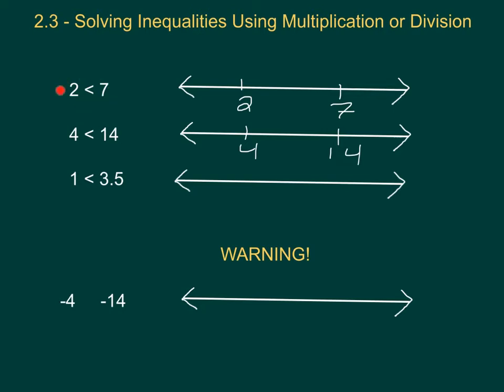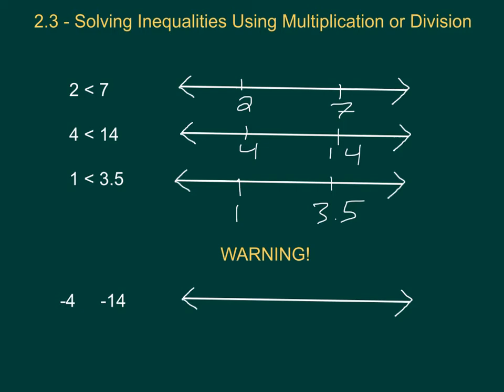In fact, if I take my original inequality and divide by 2, cut it in half, 2 divided by 2 is 1, 7 divided by 2 is 3.5. Once again, I have a true inequality. I have 1 and 3.5 on a number line, and once again, 1 is to the left of 3.5, and so it's a true inequality. But that's been when I've multiplied by 2 or divided by 2.